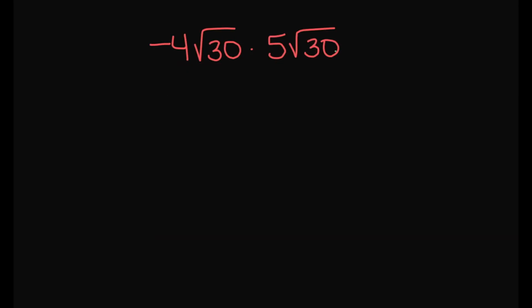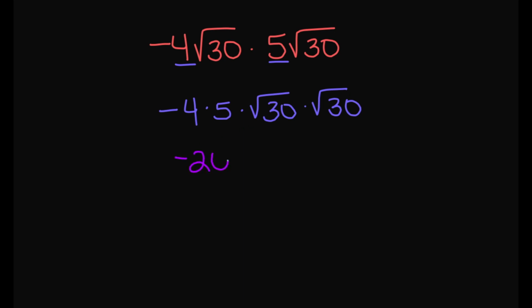Let's look at this example here. So we have negative 4 times the square root of 30 times 5 times the square root of 30 as well. We have our negative 4 and our 5. We're going to multiply that first, and then times the square root of 30, and then times again the square root of 30. So negative 4 times 5, this is going to equal negative 20. So we already have that.